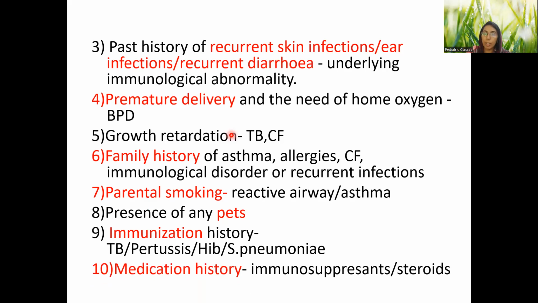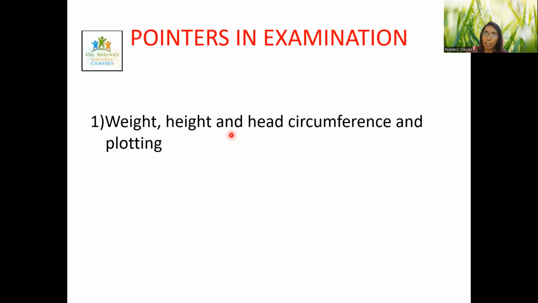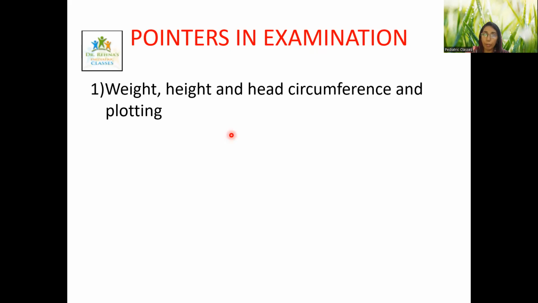So, medication history: we should ask whether the patient is on any long-term medications like immunosuppressants or any steroids. Because if the child is on immunosuppressants and all, we can think, okay, the child is having some immunodeficiency or something like that. We should be able to clinch a diagnosis. Now, what are the pointers in examination? So, we need to find out the weight, height, and head circumference and plot it.